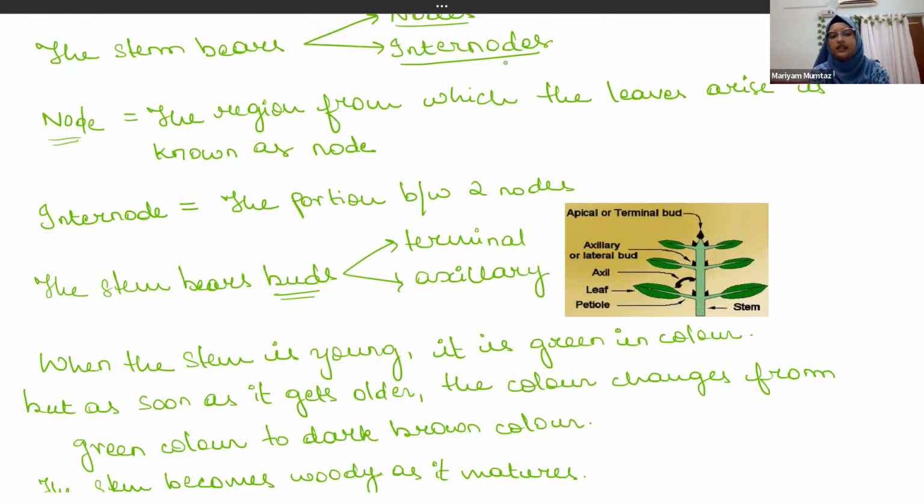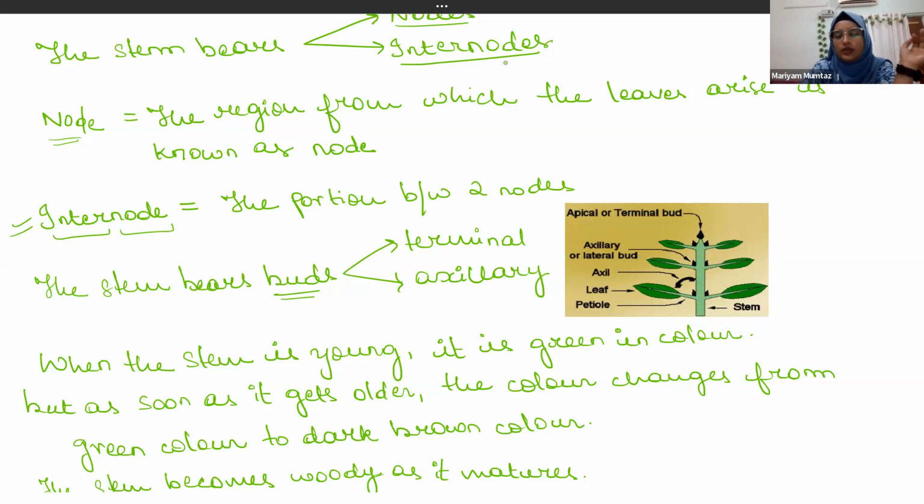Now see, internode. As I said, the stem bears two structures. The first one was node and the next one was internode. So as the name suggests, I always have told you to break the word. So here, breaking the word: inter and then node. What would it suggest? That it is present between two nodes, isn't it? Inter means in between. So the portion that is present in between two nodes is known as internode, right?